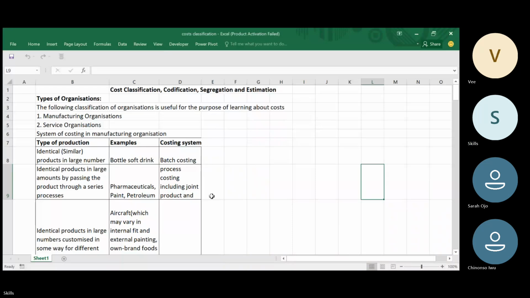Okay, we said to understand cost very well, we need to understand the types of organizations. We said the following classification of organization is useful for the purpose of learning about costs. If you understand the organization very well, you'll be able to understand cost better. So we said we have manufacturing organizations and we have service organizations.